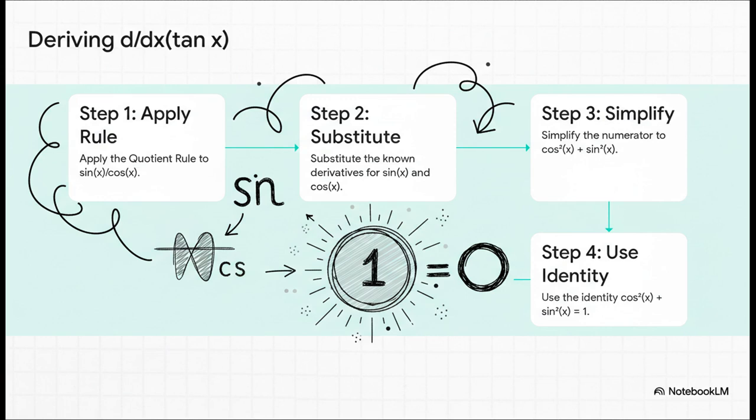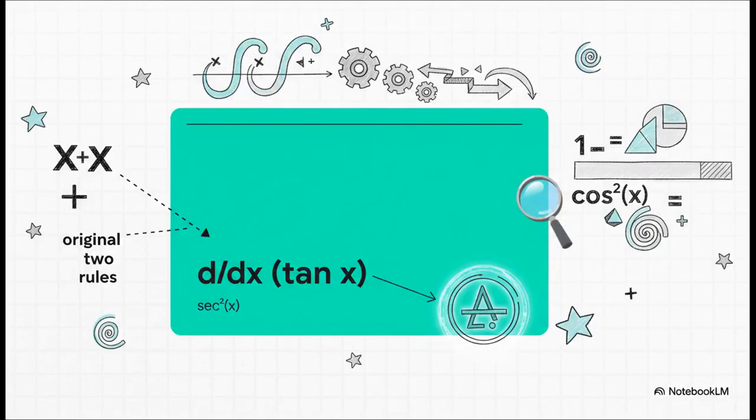Then you plug in the derivatives we already know, cosine for sine and negative sine for cosine. When you clean up the numerator, you get cosine squared of x plus sine squared of x. And what does that equal? That's right, it's our old friend, the Pythagorean identity, which just equals 1. So what we're left with is just 1 over cosine squared of x.